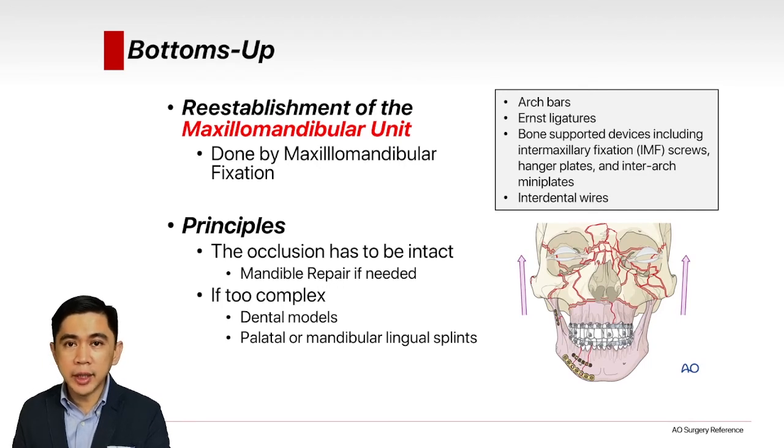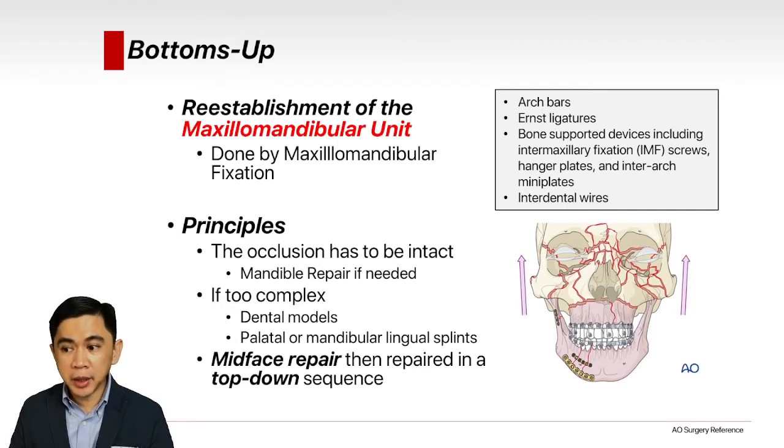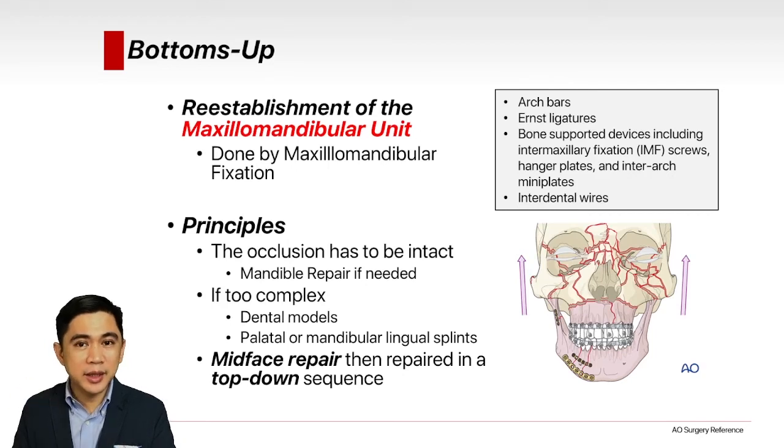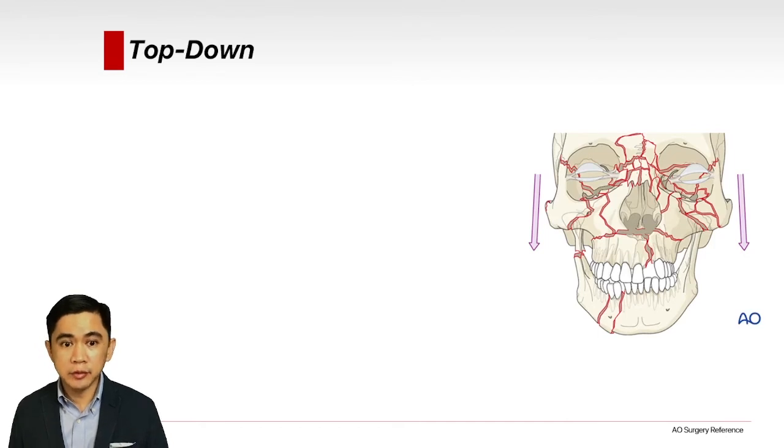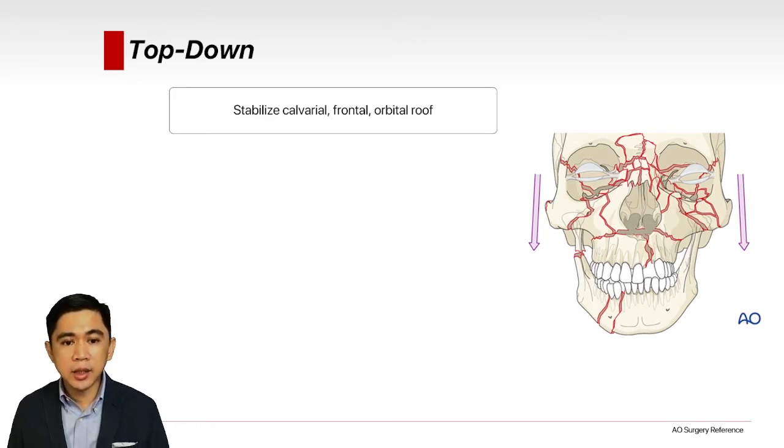Now that you have already established the maxillomandibular unit, you can actually do the midface repair in a top-down sequence. So the bottoms-up sequence just tells you that you should start first with the maxillomandibular unit, but thereon, you can actually do the top-down sequence. In the top-down sequence of repair, reconstruction starts from above, which is the cranial vault. It should be noted that the repair should start with the most reliable reference structures and on the side with the least comminution. As such, there should be attempts to address any significant calvarial, frontal, and orbital roof fractures.